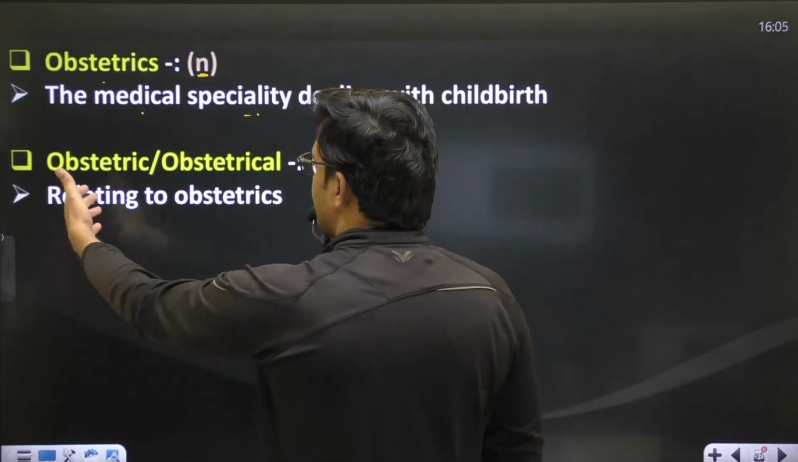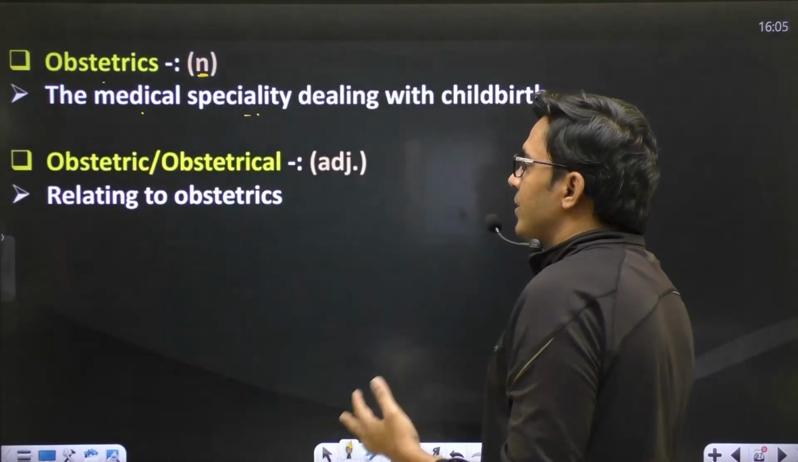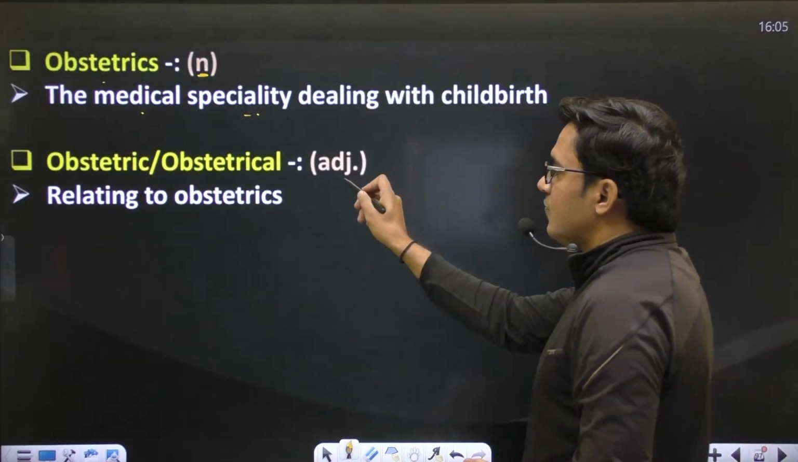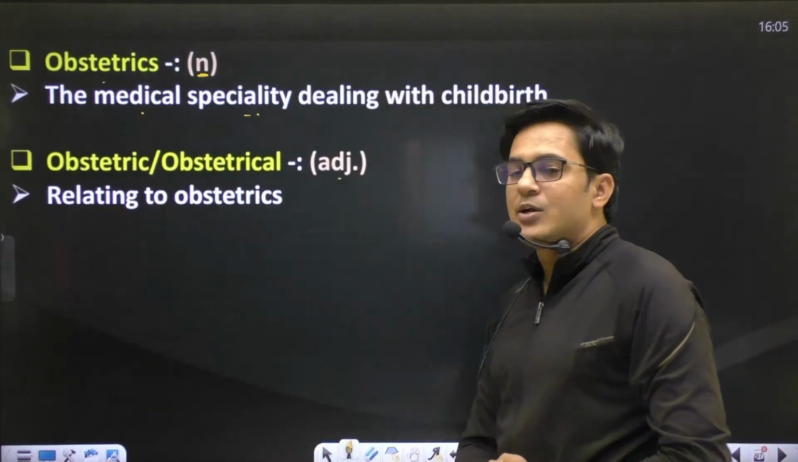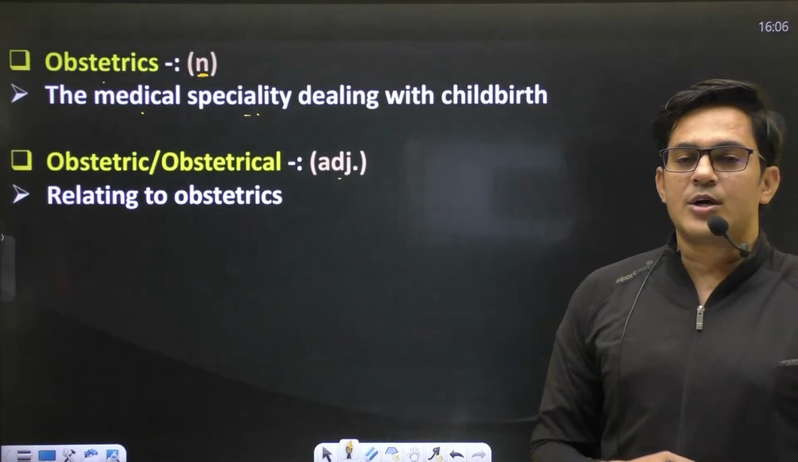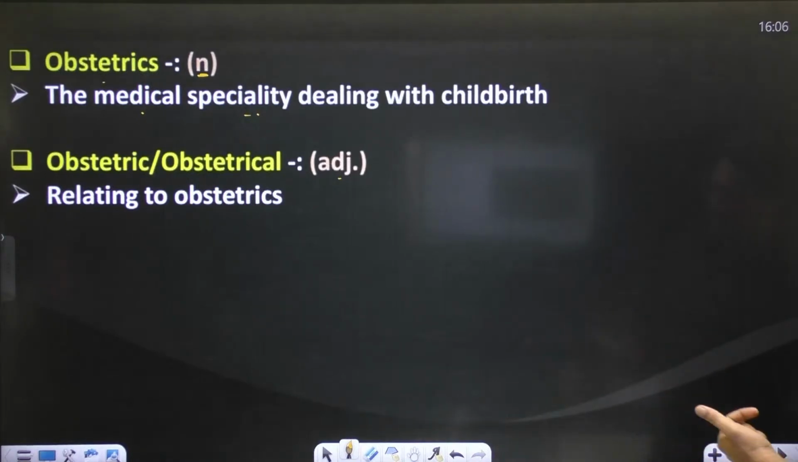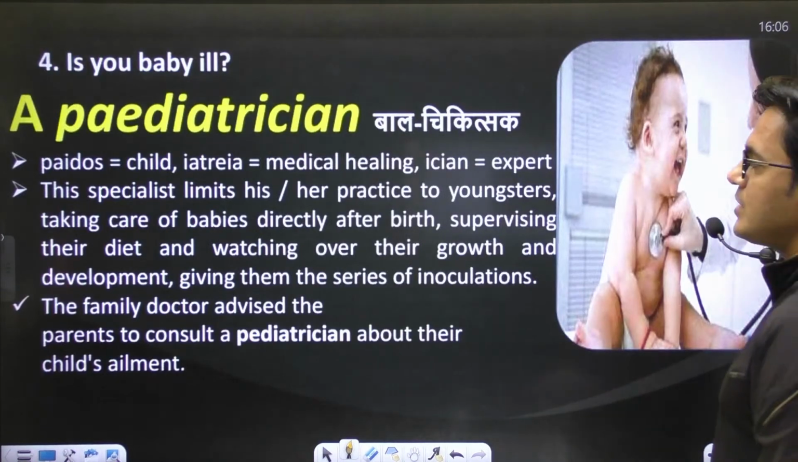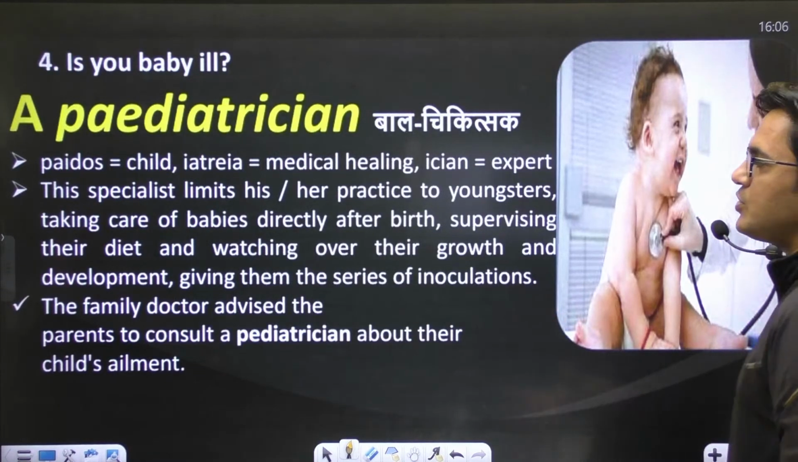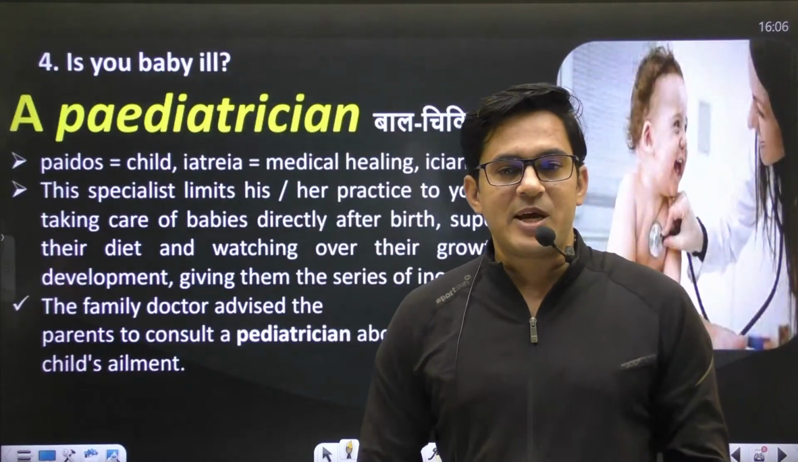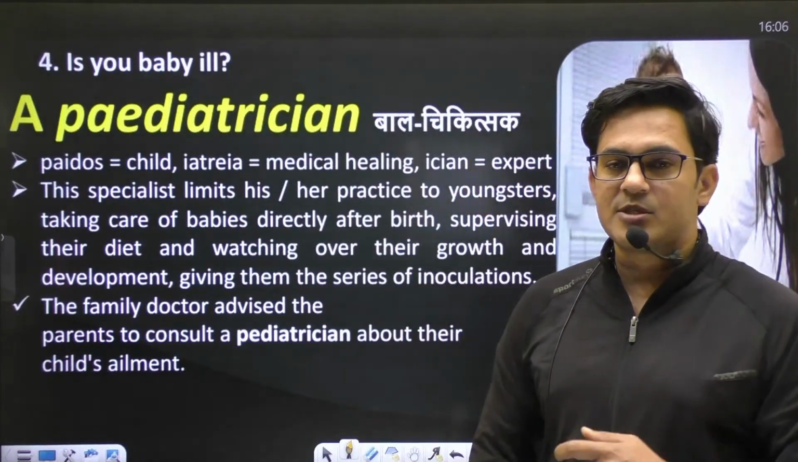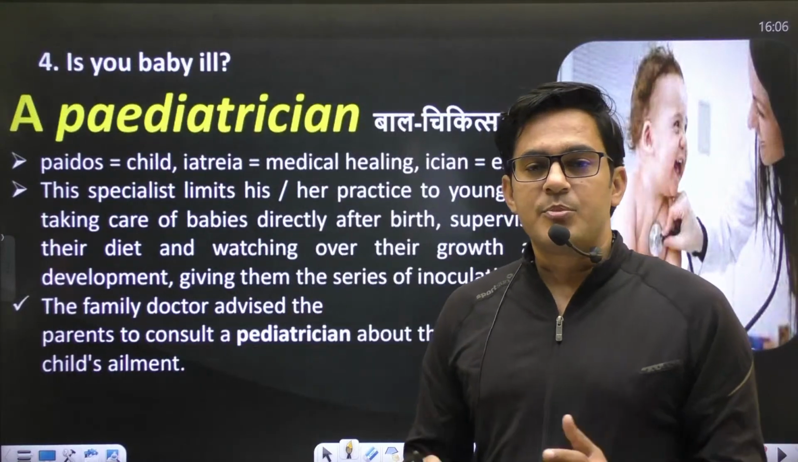The next word is obstetric or obstetrical. That word is adjective in nature, and it means relating to obstetrics. Something related to obstetrics is called obstetric or obstetrical. The next word is pediatrician. A pediatrician is a child specialist. One who is a child specialist is called a pediatrician.